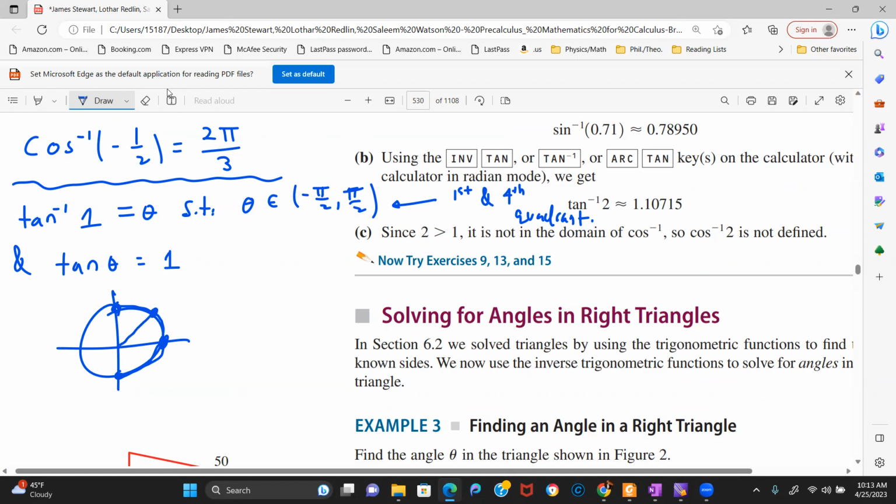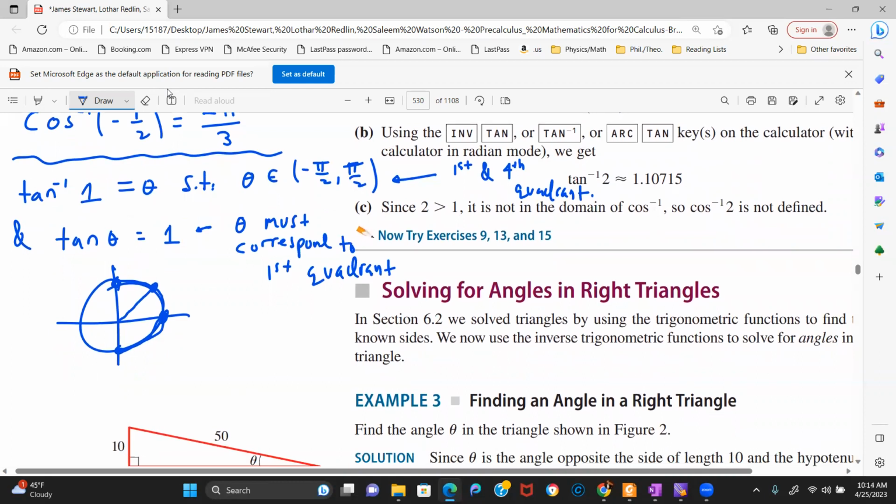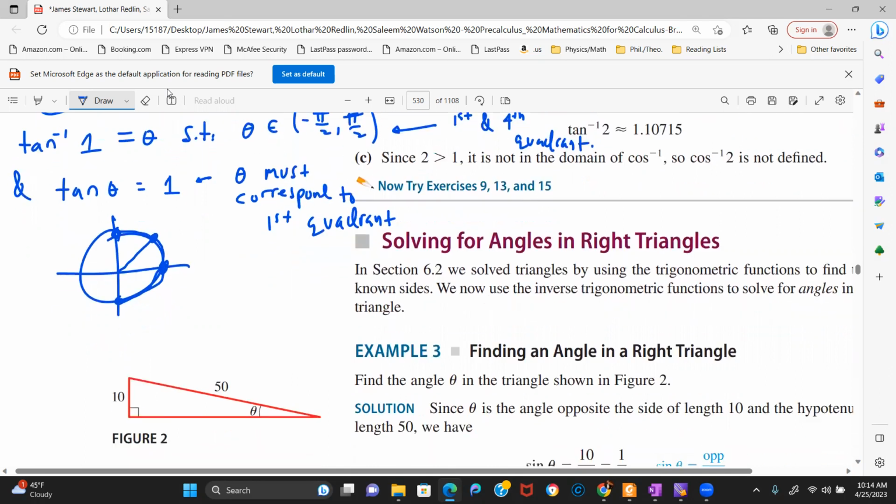And so this implies right here, theta must correspond to first quadrant. I can't give you an angle that corresponds to the fourth quadrant because you won't get the right sign. We want x and y to be equal, actually. They have to have the same sign.